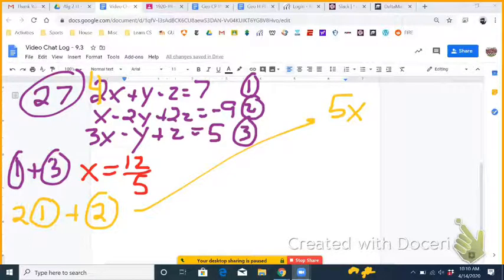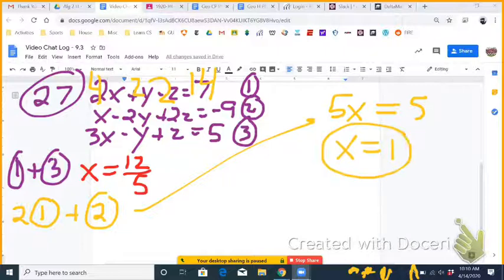That's weird. Alright, so 2 times equation 1 plus equation 2 gives us 5x, and then we get a 2y, and then those cancel out. So we get 0y, and then, sorry, it's not writing. And then negative 2z plus 2z also cancels out. And then we get 2 times 7 is 14. 14 plus negative 9 is 5. Alright, and then we get that x is equal to 1.